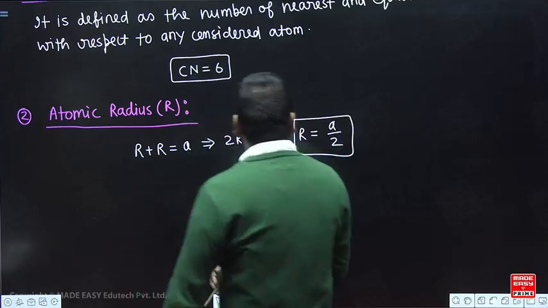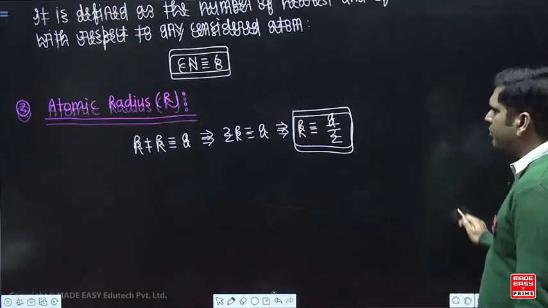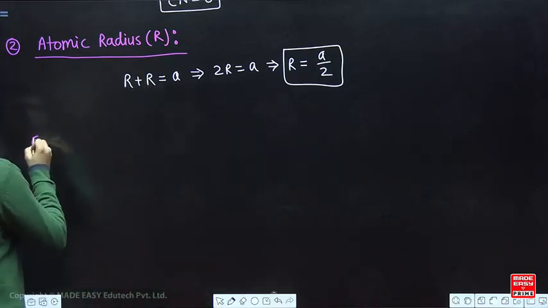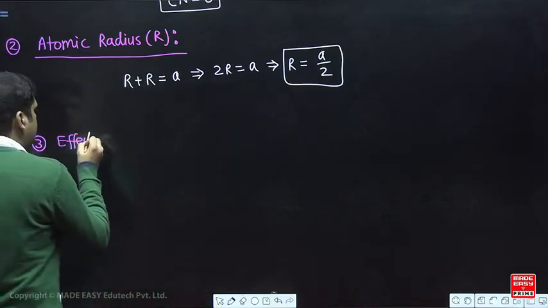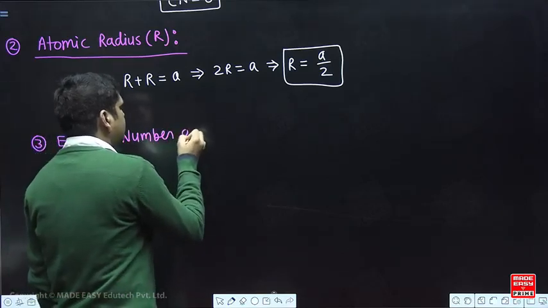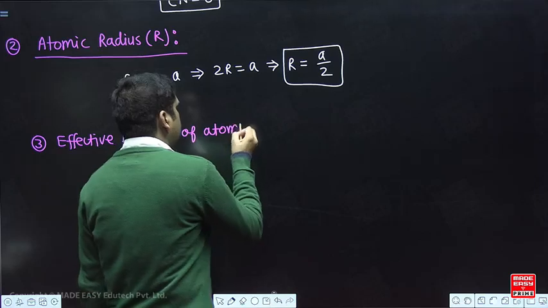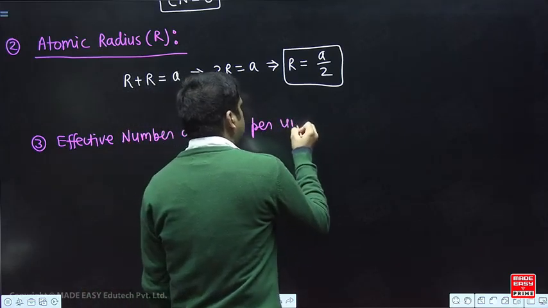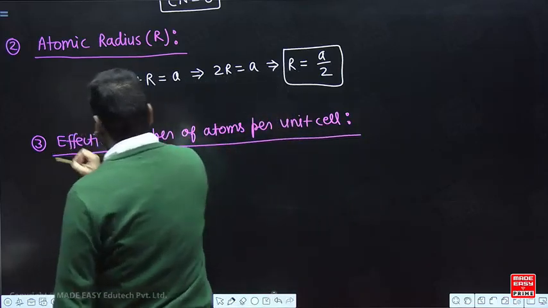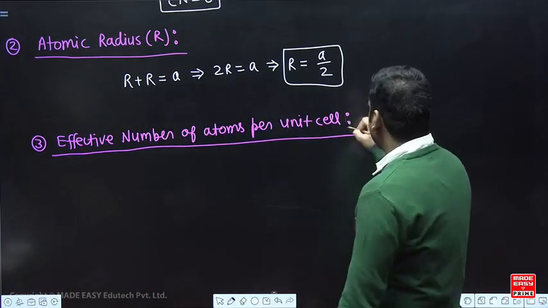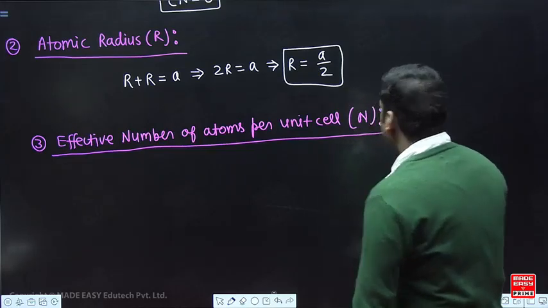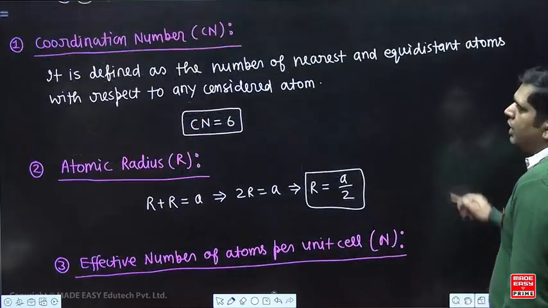Now the third parameter which we have to calculate is the effective number of atoms per unit cell. This we want to calculate. I am representing it by capital N. You can represent it by small n. Number of atoms per unit cell. Have a look here.